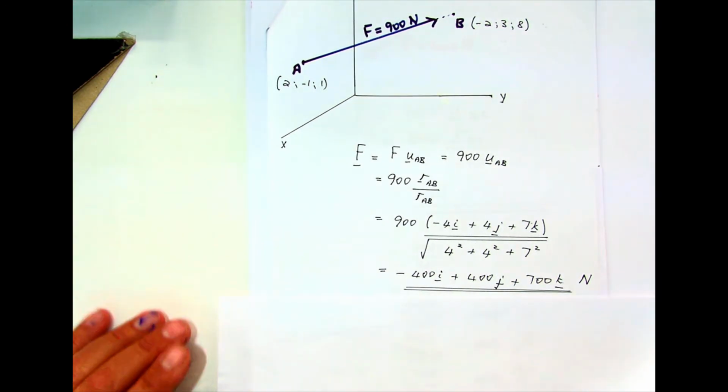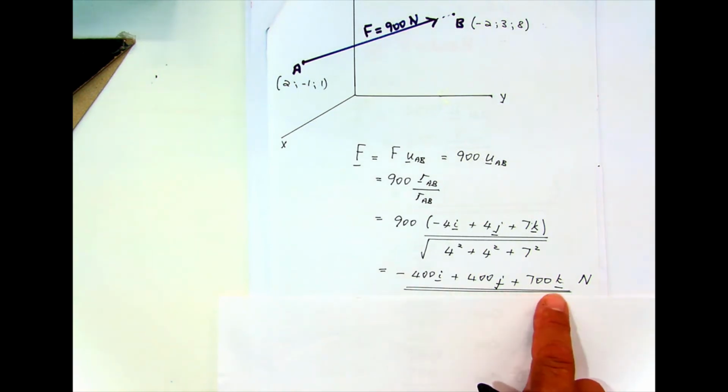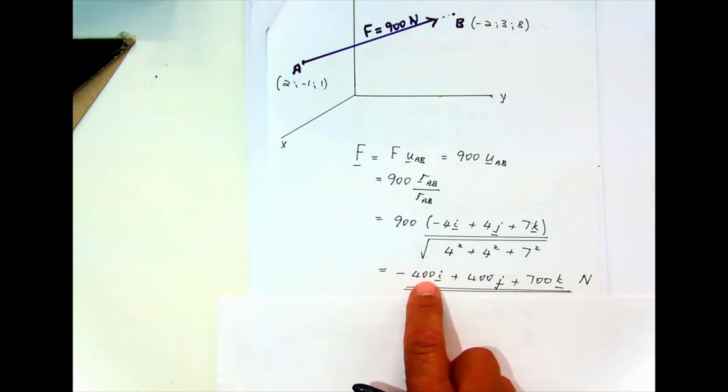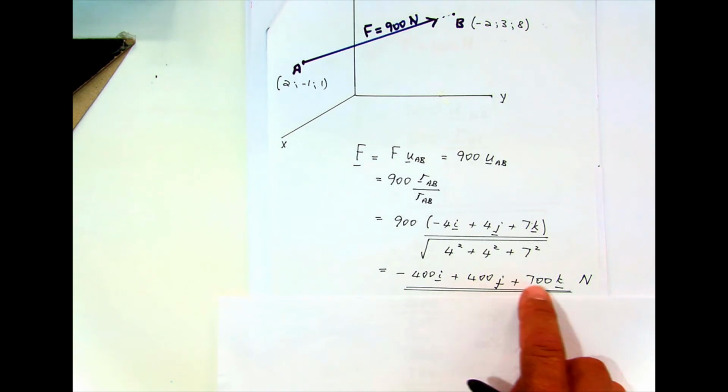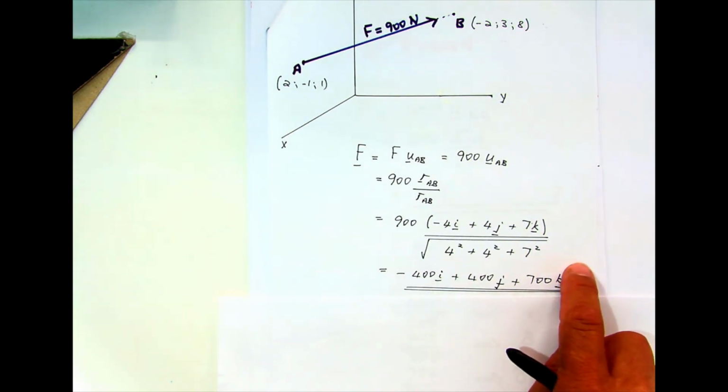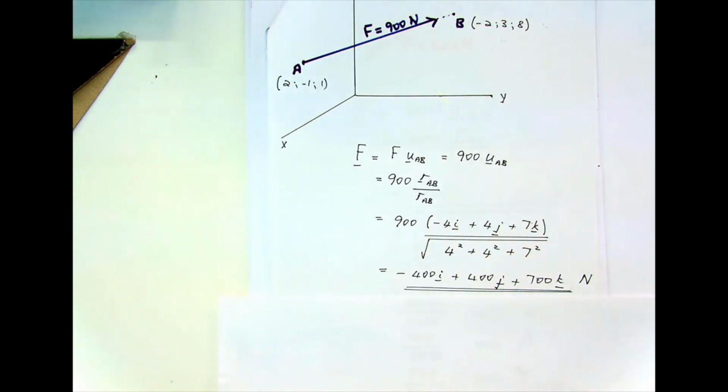Okay, and once again, if I were to work out the magnitude of this vector, I'll say 400 squared plus 400 squared plus 700 squared, and I take the square root of the whole lot, then I should get 900. Are you learning? You should get 900.